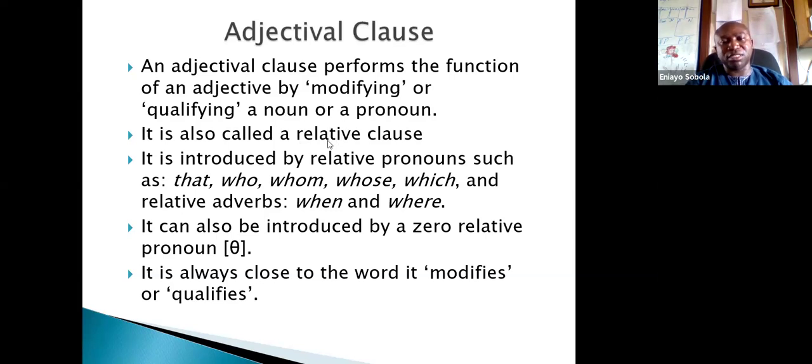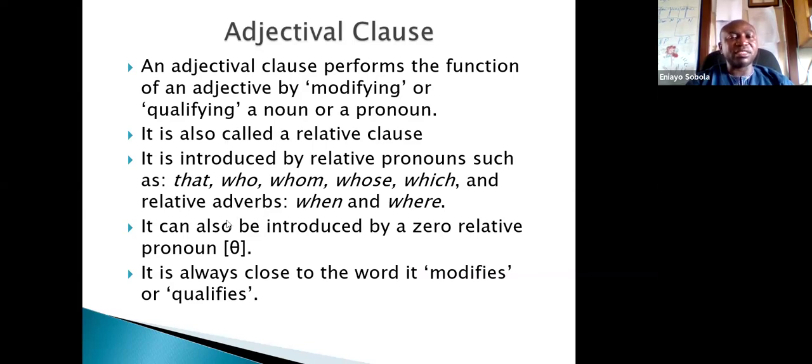Then why should it have two names? We call it adjectival clause. We call it relative clause. Why? It is called relative clause because it is introduced by relative pronouns, such as that, who, whom, whose, which, and relative adverbs, such as when and where. But despite that, it must come before the word it modifies.